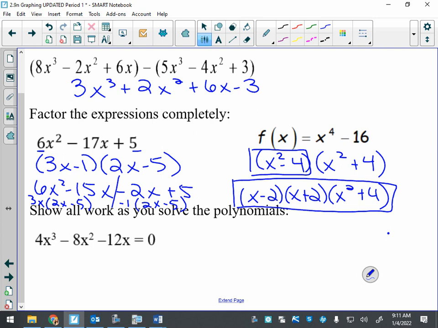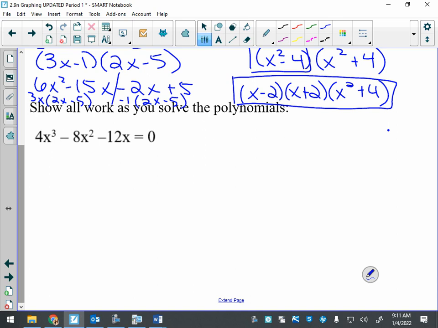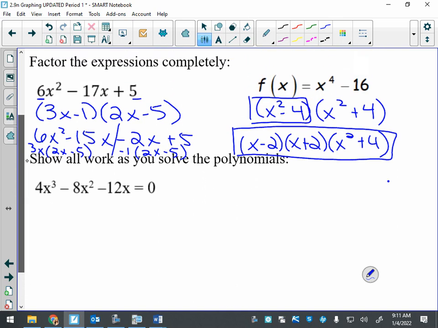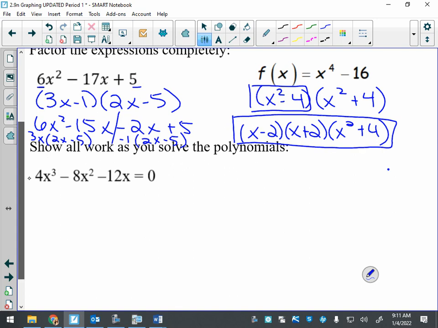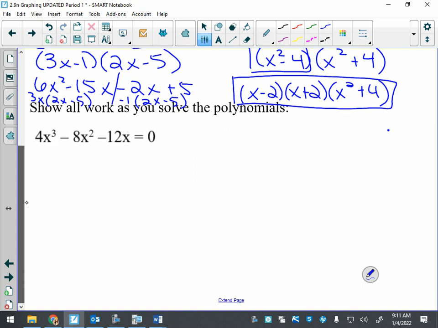All right. Now, yes, Kate? Yep. You wouldn't solve it, only if it's set equal to 0, or if it says solve. So show all your work as you solve the polynomial. So here, what were our solutions? David? Good. Negative 1, 0, and 3.